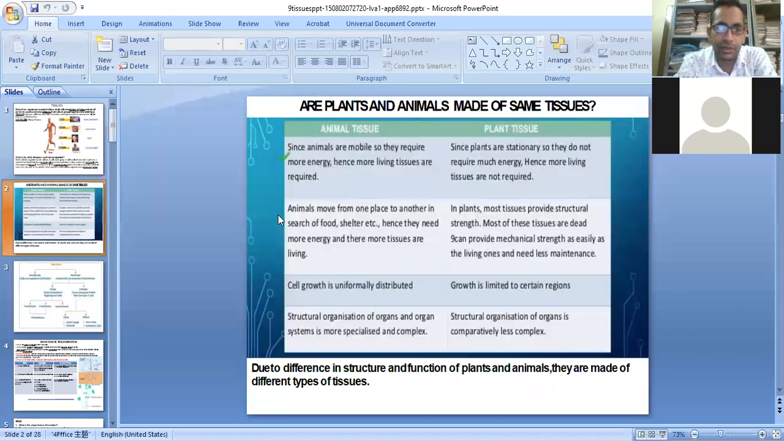So these are the three differences: one, two, three, and there is the structural organization. The structural organization of the organs and the organ system in animals is more specialized and complex. Here, in plants, the structural organization is not that complex. So we have the heart, the excretory system, and the digestive system, which has the gallbladder, pancreas, and different other things.